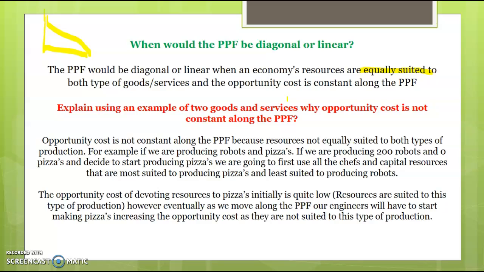Explain using an example of 2 goods and services why opportunity cost is not constant. So we're talking about a bowed outwards PPF. Opportunity cost is not constant along the PPF because resources are not equally suited to both types of production. Producing robots and pizzas, we're producing 200 robots and 0 pizzas and decide to start making pizzas, we are first going to use all the resources like the chefs and capital resources best suited towards pizza and less suited to robots. The opportunity cost initially is quite low because resources are suited to pizza, and then eventually as we move along the PPF, we start to use resources like engineers that were better suited to making robots, and the opportunity cost grows, and therefore we sacrifice more.